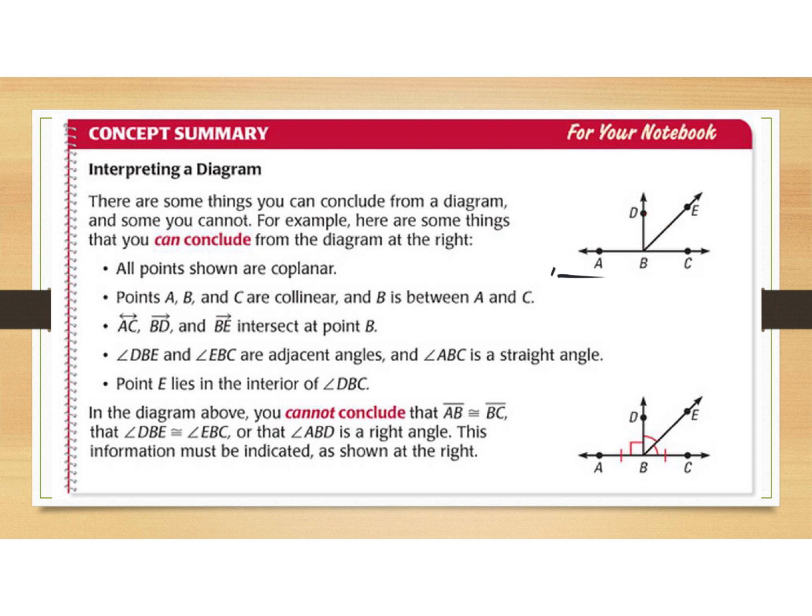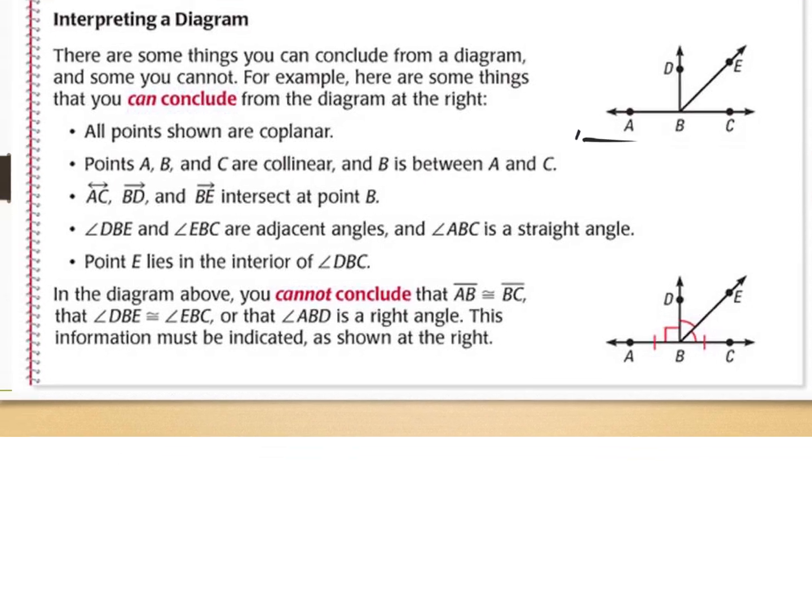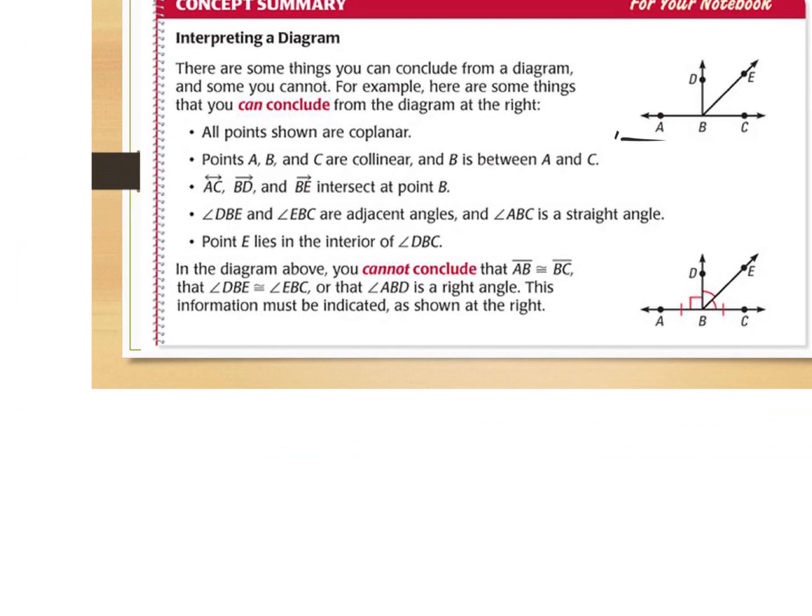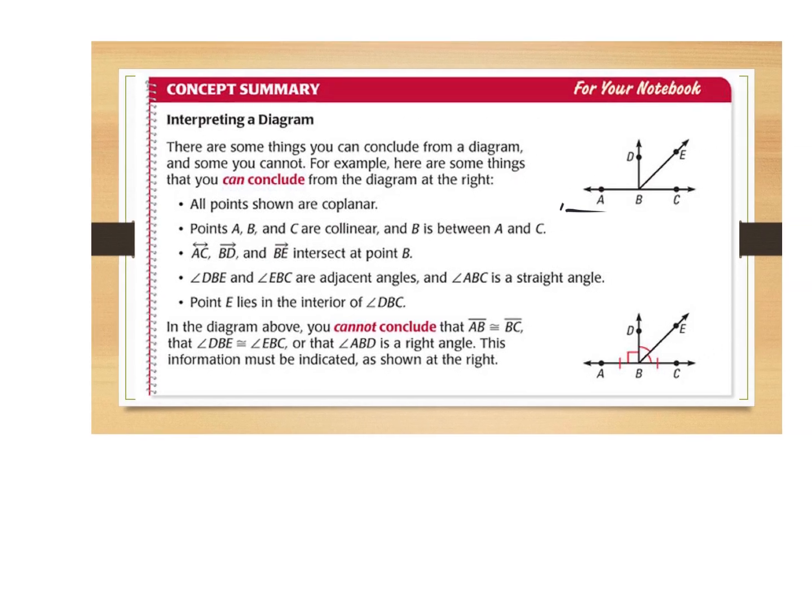Now, if they had markings like that down at the bottom, then I could say, yes, because it's got the little box, it is a right angle. Yes, AB is equal to BC and B is the midpoint because of those congruency marks. So without any kind of markings, you can't conclude anything for sure. You need to be given measurements or congruency marks. So never assume. Let's try the last example.